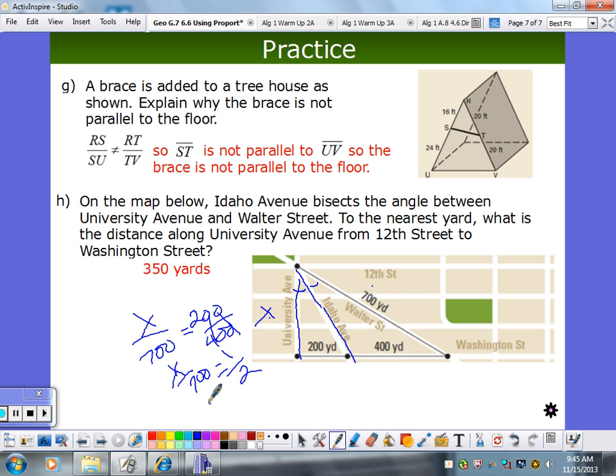As 1 is to 2. And this one becomes easy now. 2x equals 700. So what's x? 350. We're working it out. Yes? Questions? No, we look thrilled.